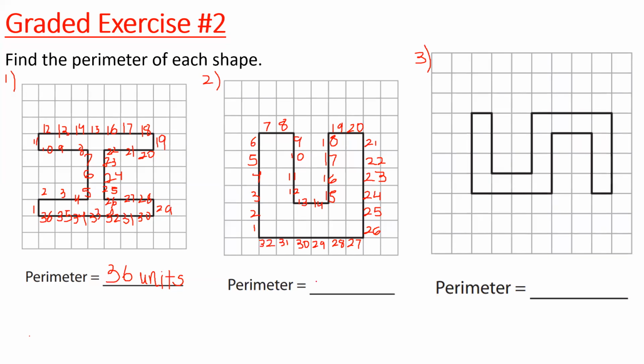If you got 32 for this one, 32 units, let me hear you, please. I got 32. Very good. I was one number off. One number off. Wow. Be careful.